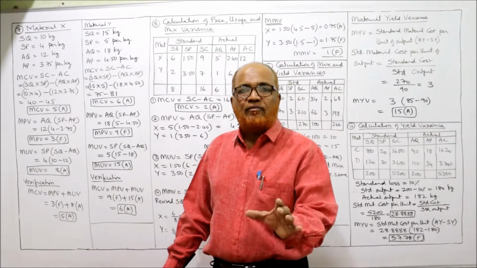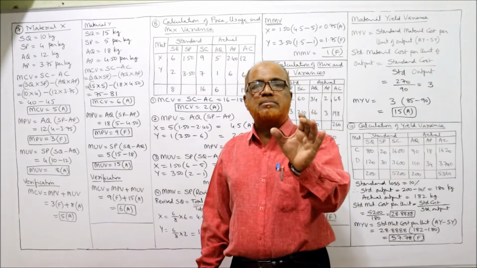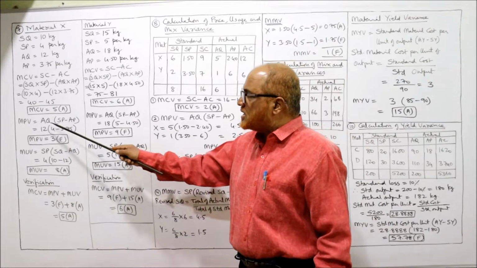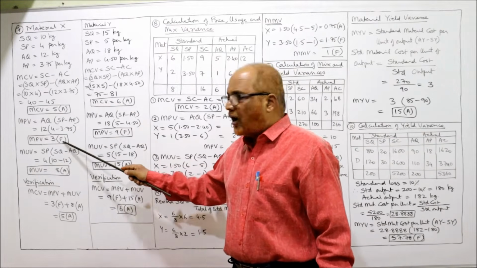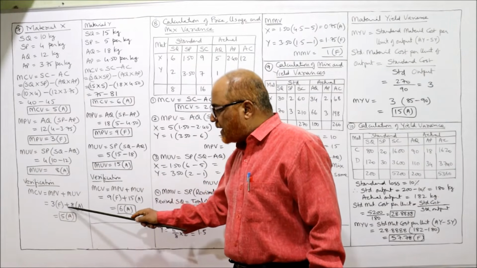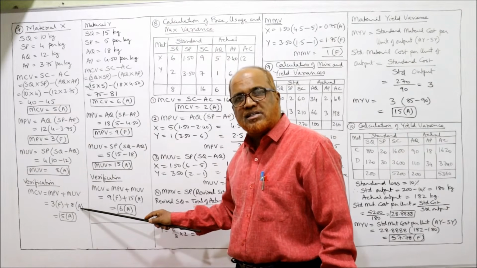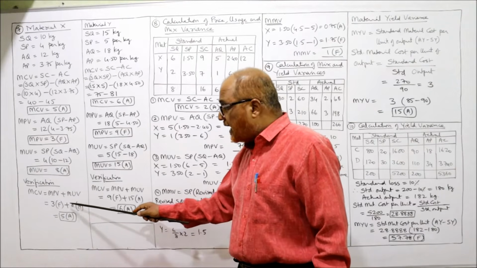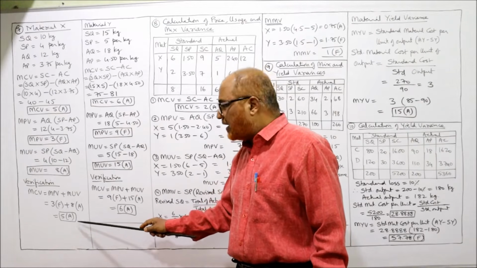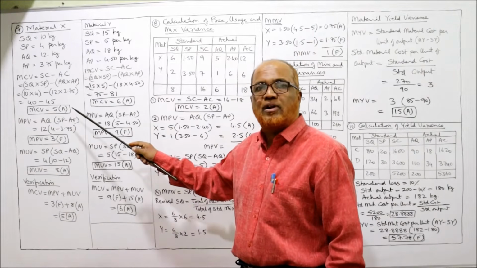Now we will verify whether we have done it correctly or not. The verification formula is MCV is equal to MPV plus MUV. How much is MPV? 3 favorable. How much is MUV? 8 adverse. So 3 favorable plus 8 adverse. Which is more, favorable or adverse? Adverse is more, 8 adverse. So 8 minus 3 is 5. 5 adverse we got. Check whether you got the 5 adverse in MCV or not.